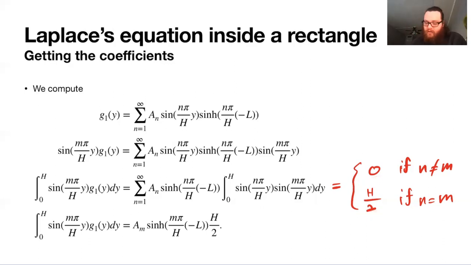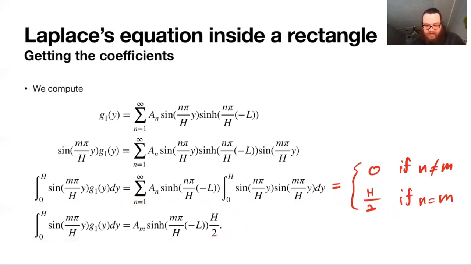Keep going. Only one of these terms is going to be non-zero because only one of these integrals is going to be non-zero. And the integral for which this is non-zero occurs when n is equal to m. In that case, this integral is h over 2. So the only term that survives is when n is equal to m, and then this becomes h over 2. So we're left with this expression.